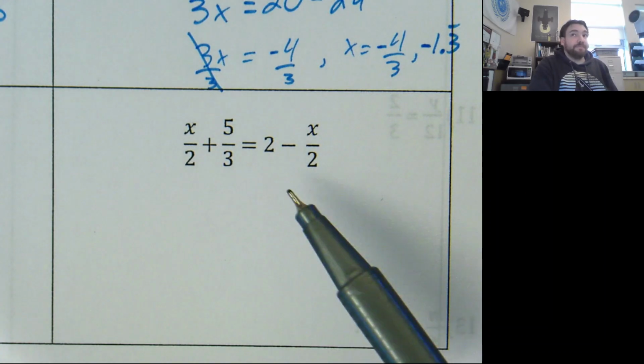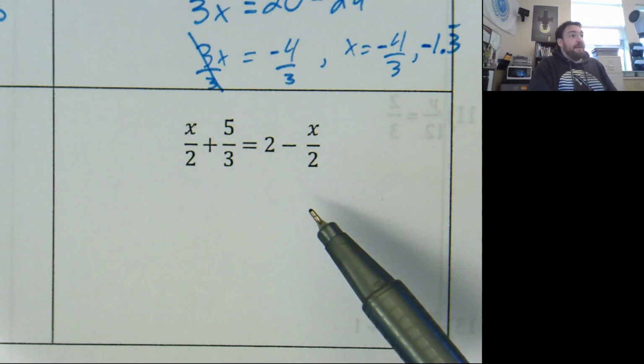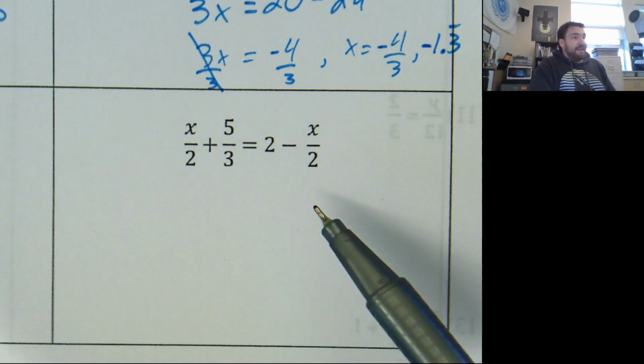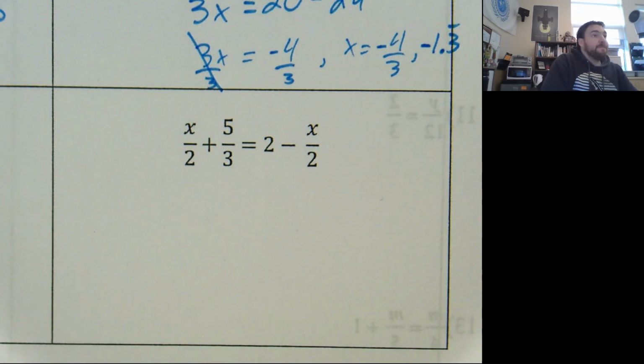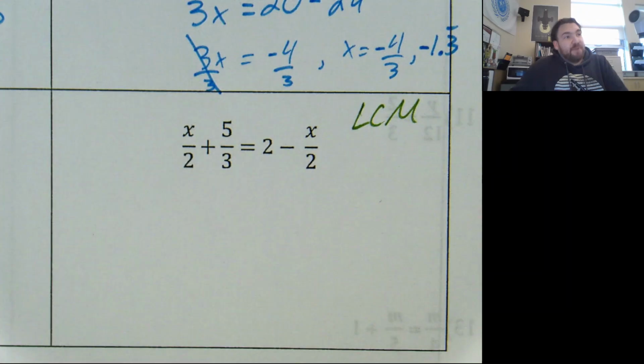Okay, so last example. Hands up if you would like to see the LCM method again. Hands up if you'd like to see the other method again. Okay, so I'd say votes for both. Let's do them both. Okay, so Charlie, what's the lowest common multiple of 2 and 3?